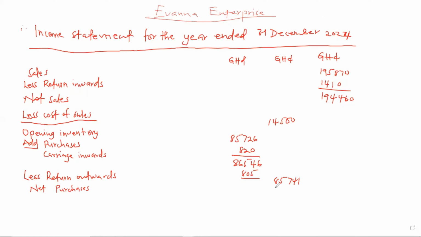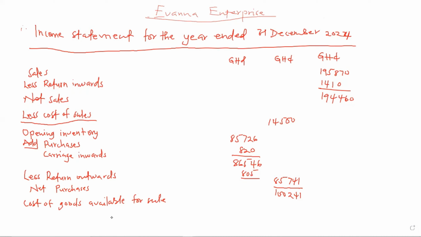Then after getting your net purchases, you add it to your opening inventory. So when we add this to our opening inventory, we have 100,241. And this amount is what we call our cost of goods available for sale. This is the cost of goods that were available for sale for that particular year. But at the end of the year, we could not sell all these available goods. Some of the goods were left.